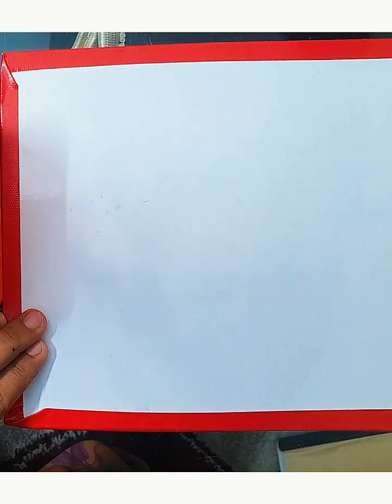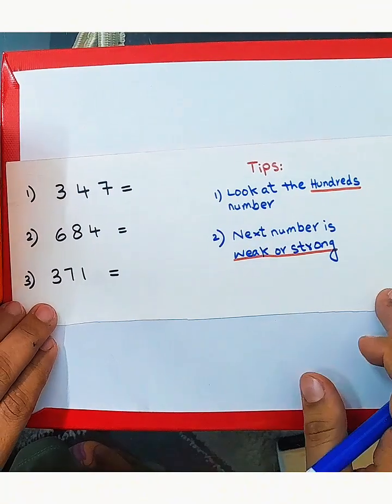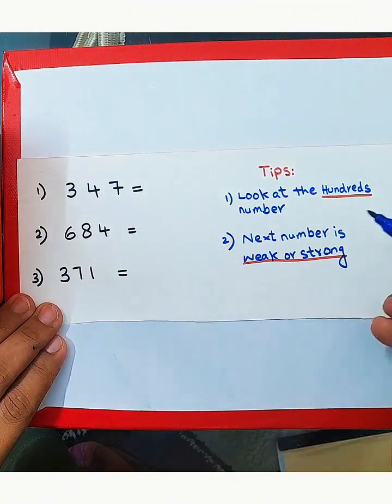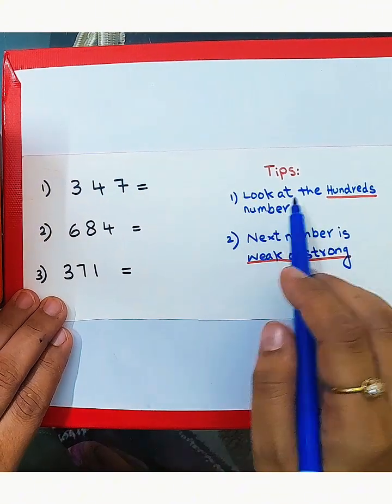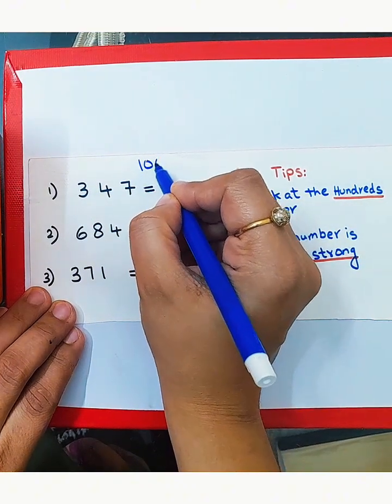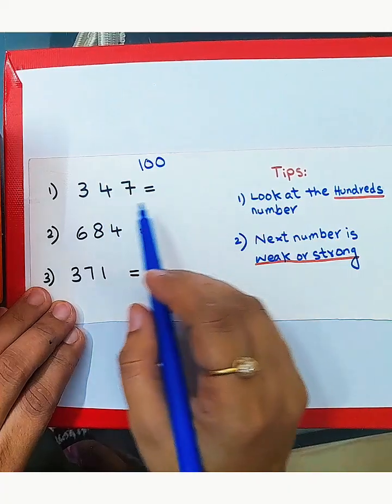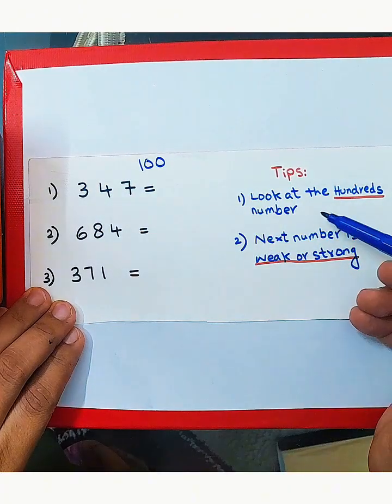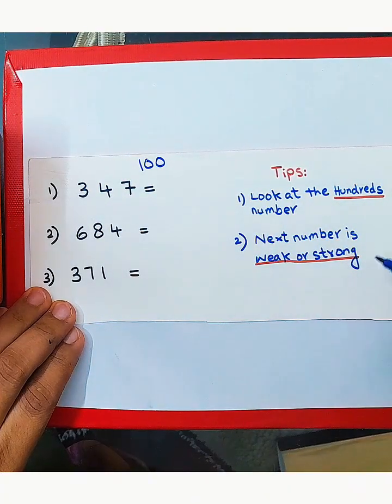So just start the question over here. Now here are some questions for you, but first of all, see the tips. First tip is to look at the hundreds number. So today we will be studying the hundreds place. We will be rounding off to the nearest 100. This is the first step, and the next step is to check whether the next number is weak or strong.